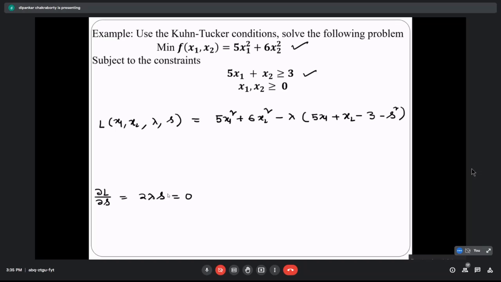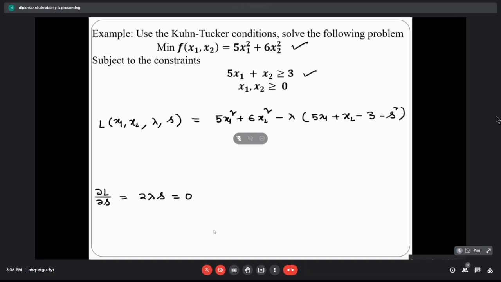Out of these two, obviously, if this is the convex function and this is the concave function, as is happening here, then you are definitely going to get the optimal solution out of these two. Okay?